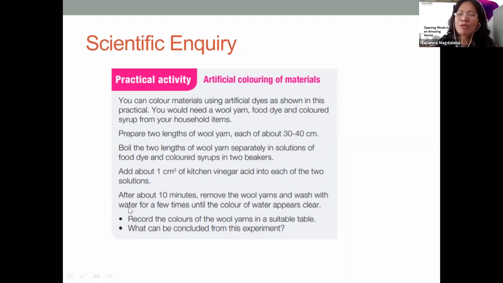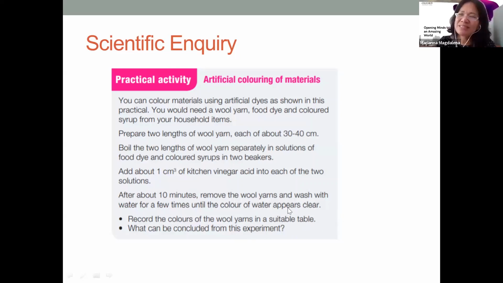You need to do the same. If you wash it 5 times for the food dye, then you do the same for the colored syrup. That's the control variable. Only one thing is different, that is the substance itself, but the way you treat them should be the same. Then you wash until the color of the water appears clear, and then you record the colors of the woolians in a suitable table.